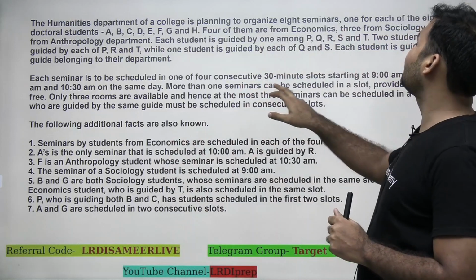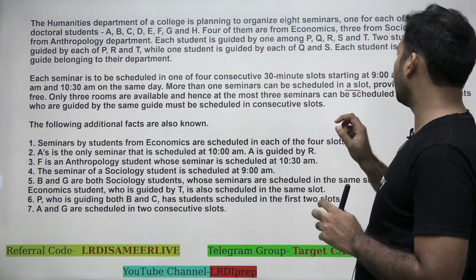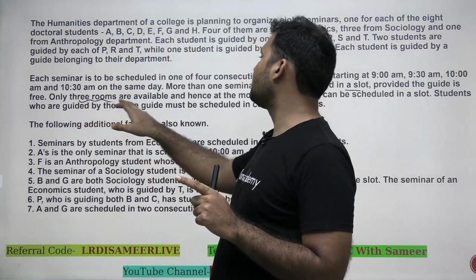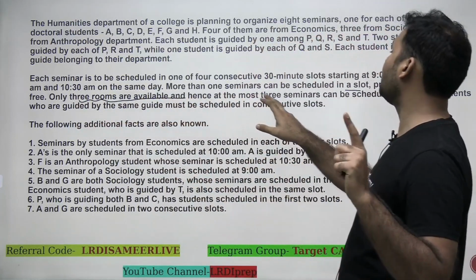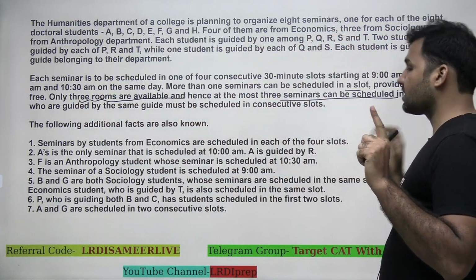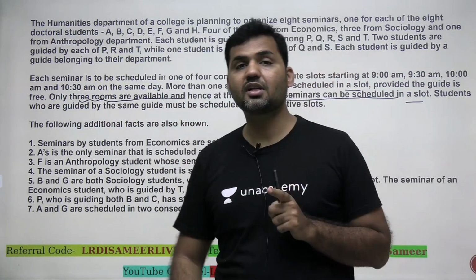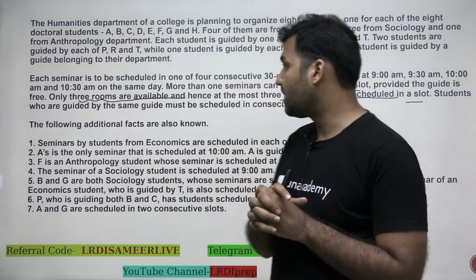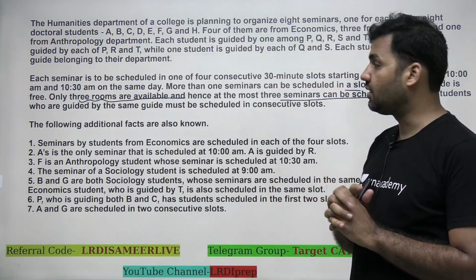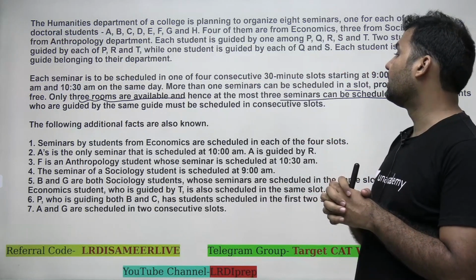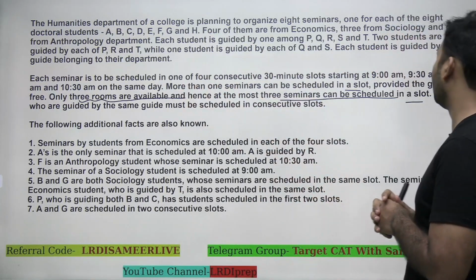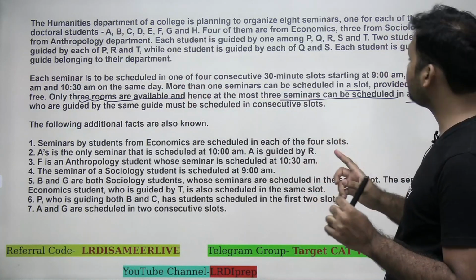Now, more than 1 seminar can be scheduled in a slot, provided the guide is free. Only 3 rooms are available, and hence at the most 3 seminars can be scheduled in a slot. This is important information: in a particular slot, the maximum number of seminars that can be conducted is 3, not more than 3 rooms are available. So that's a point that you need to use. This will really help you in completing the table.